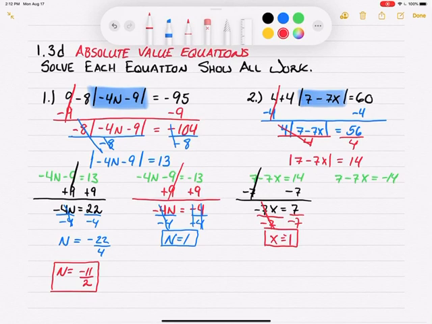And then I have my last equation. Again, I start by subtracting 7 from both sides. Negative 7x is equal to negative 21. Again, I'm going to divide by negative 7. The negatives will cancel, and I have x equals 21 over 7, which is 3.